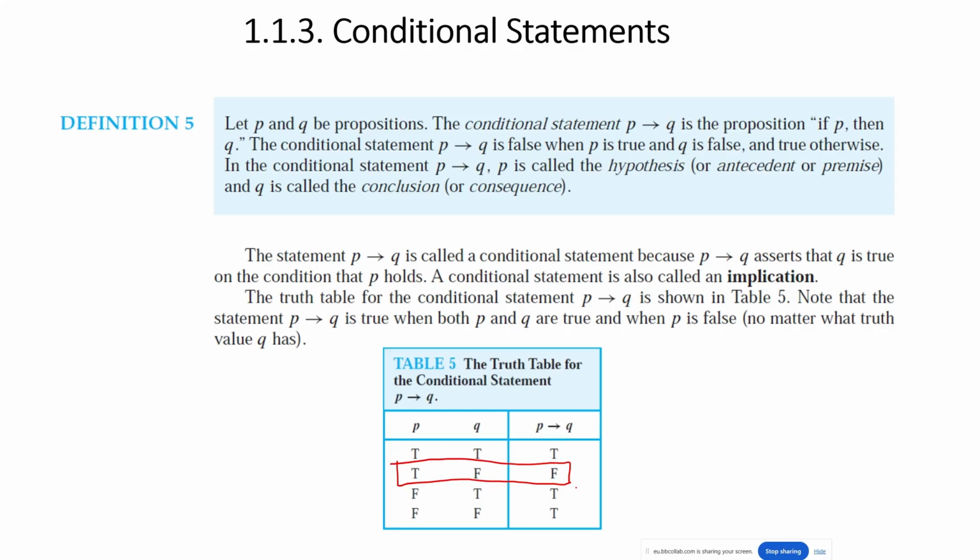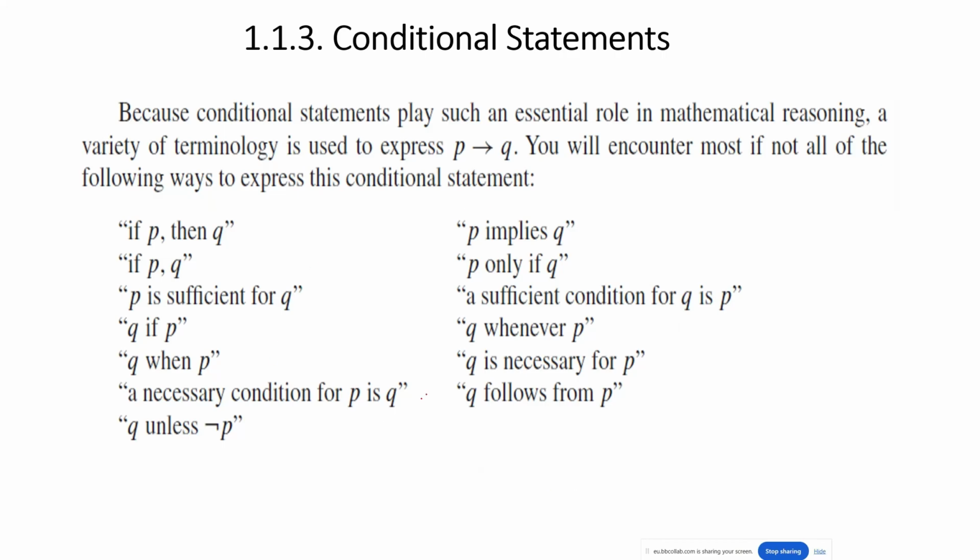I'll try to see if there are some examples here that explain the conditional statement even more. So let's have a look. They say here: because conditional statements play such an essential role in mathematical reasoning, a variety of terminology is used to express if P then Q. You will encounter most, if not all, of the following ways to express these conditional statements. If P then Q, which is what was mentioned initially. We also have P implies Q, P only if Q, a sufficient condition for Q is P, Q whenever P.